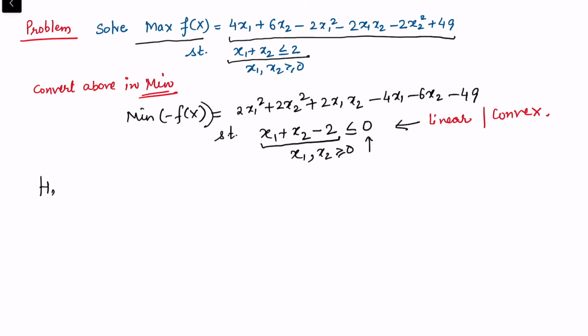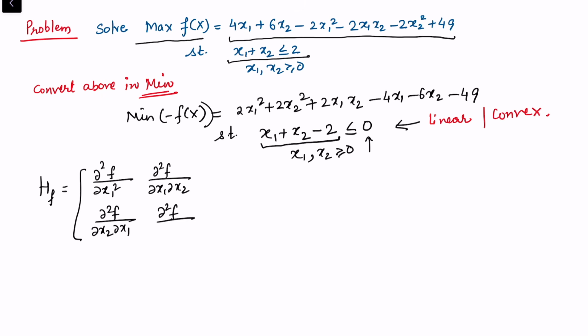So HF, this is the Hessian matrix corresponding to the f function, which is ∂²f/∂x1², ∂²f/∂x1∂x2, and then I'll take ∂²f/∂x2∂x1. This I have explained in my last video also with a lot of examples, link added in the description. You can see it again.